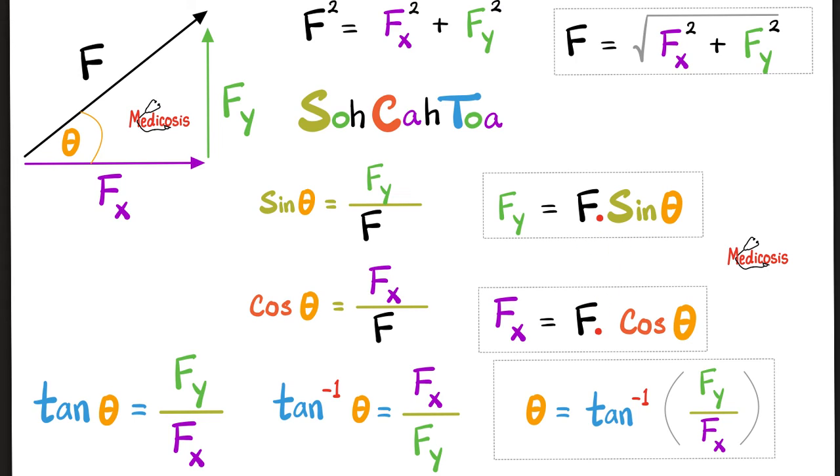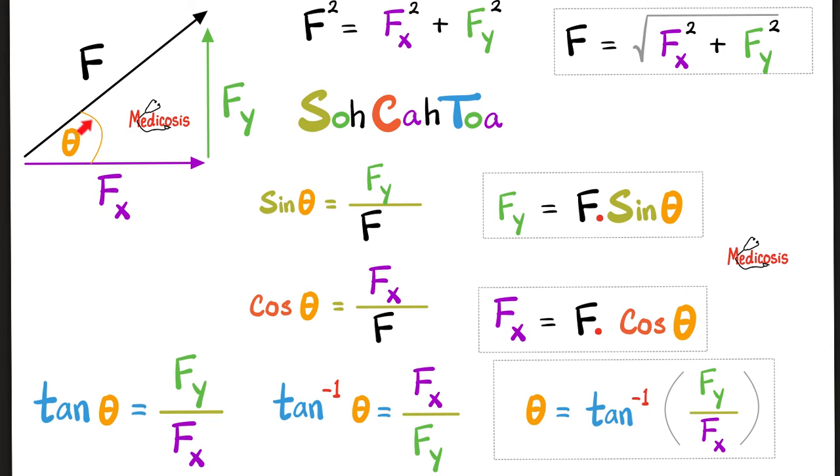How do I remember which is which? This has a cosine sound, Fx, and this is cosine. But Fy has the I, sine theta. Okay, so if I need F, I use this equation. If I need Fx, I use this. If I need Fy, I use this.